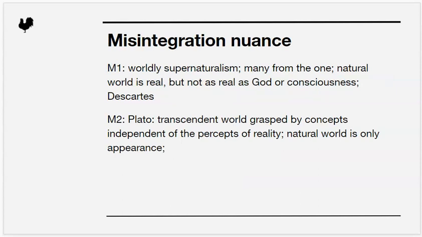Now there's some nuance here to misintegration that we're going to need to understand to get where we're going here. One would be M1. So this is misintegration to, just to simplify it, a lesser degree. This is worldly supernaturalism. This is the recognition of the many and the recognition that the natural world is real, but not as real as a higher world, a higher reality typically referred to as God or consciousness, depending on the philosopher. For something like Descartes, it's going to be God. For another M1 philosophy like Stoicism we'll talk about, it's going to be consciousness, it's going to be your thoughts.